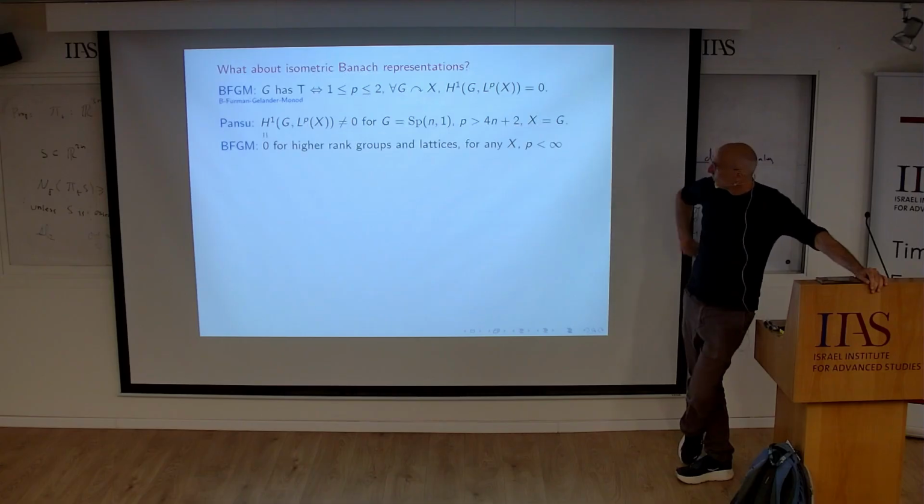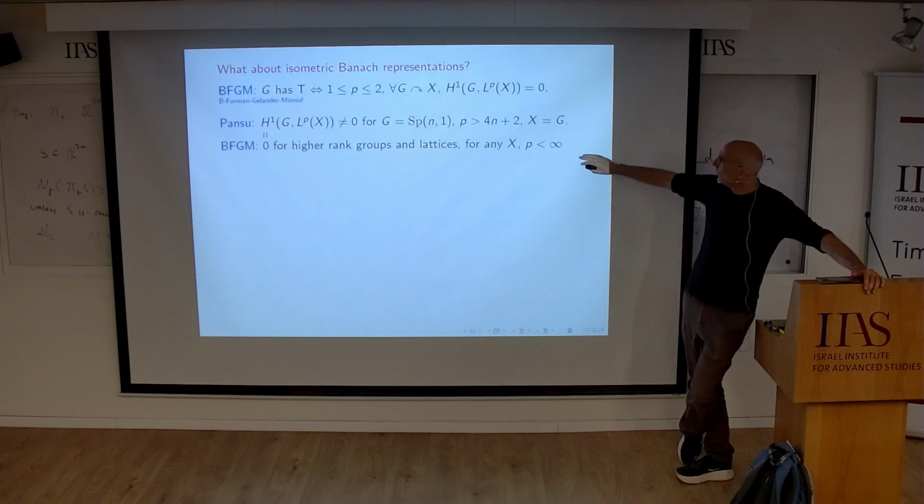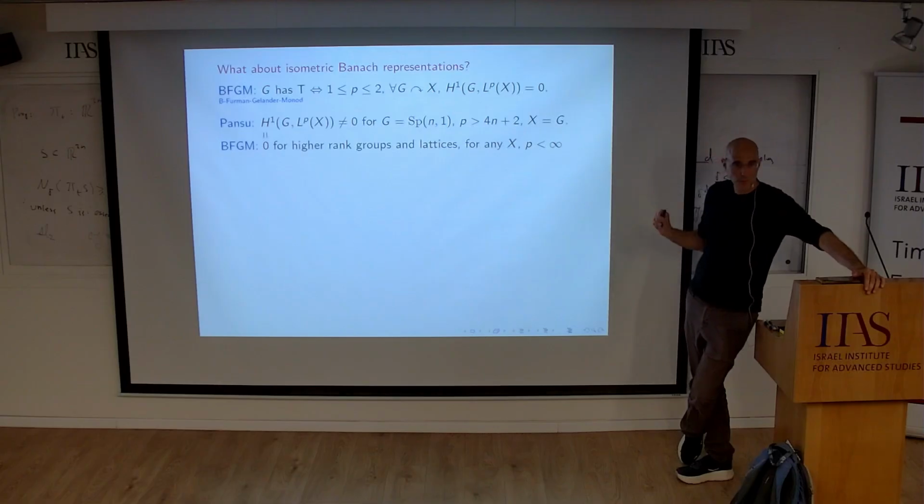But with Tessera, Fournier, and Monod, we show that in fact for higher rank Lie groups and their lattices, we still have this vanishing for all p. So this really distinguishes the case of higher rank Lie groups from the rank 1 Lie groups, even if they do have T.